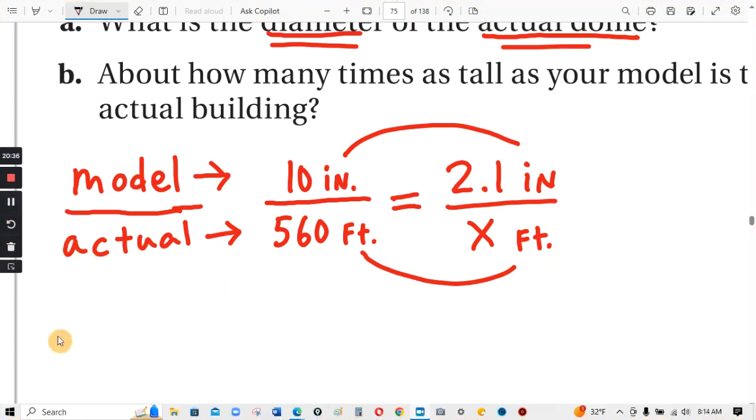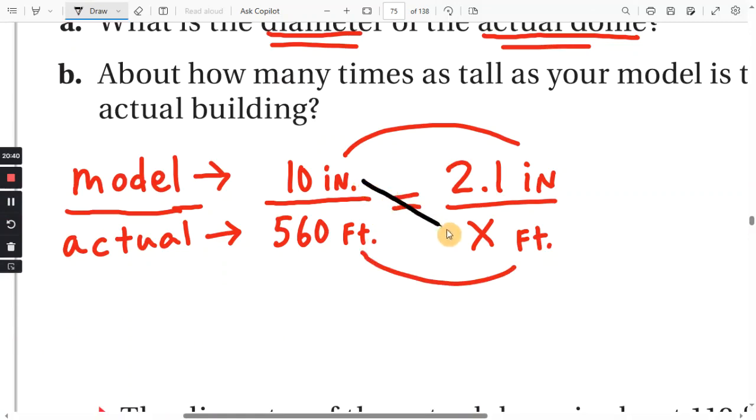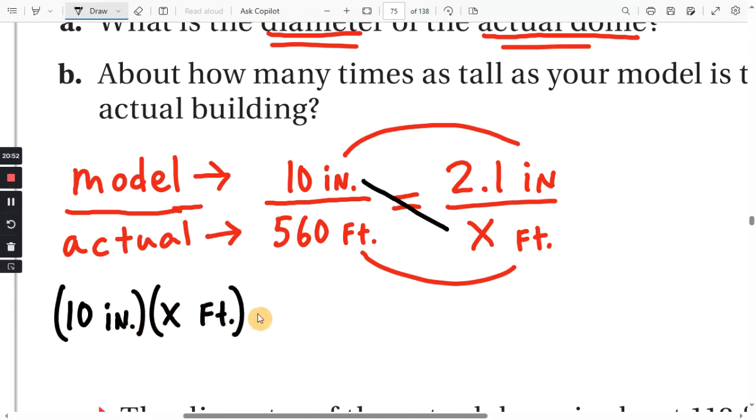All right, so cross multiply 10 inches times x feet. Okay, you don't necessarily need the units every time, but I'm going to show you just to prove that it works. 10 inches times x feet is going to equal, cross multiply, bottom times top, 560 feet times 2.1 inches.